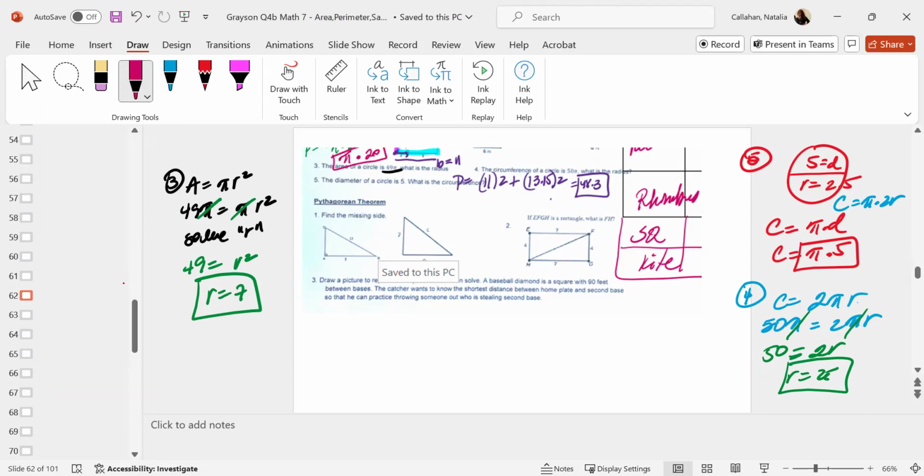Okay, next one. Find the missing sides. Is that 5 and 13? 5 and 13, yeah. So when I set this up, this is going to be 5 squared plus question mark squared equals 13 squared, right? 13 squared is 169. So we're going to use 169 minus 5 squared, which is 25. That's 144. Question mark squared equals 144. What's the square root of 144? 12. That's your answer.